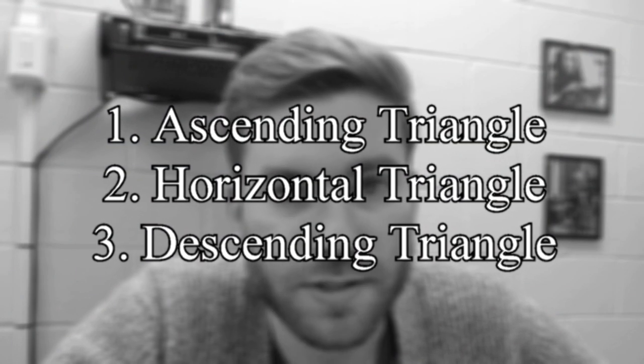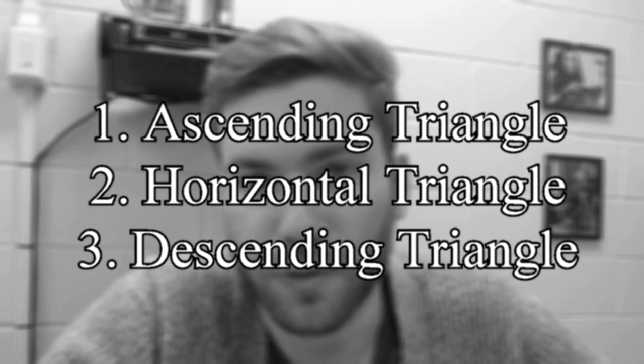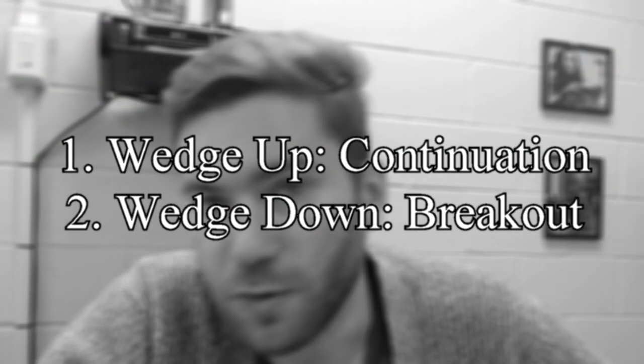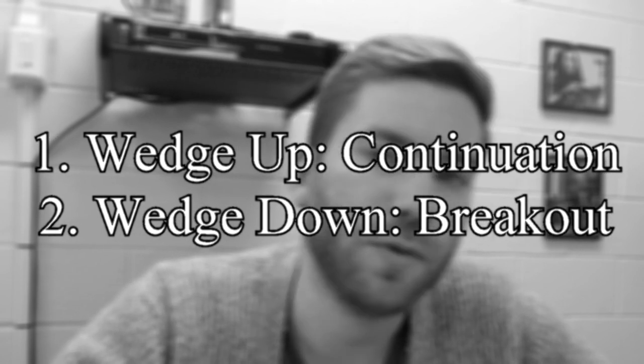Secondly, we have 6 types of patterns I want to cover. We have 3 triangles. We have our ascending triangle, horizontal triangle, and our descending triangle. Those are some of my favorites. Then we have our wedging up. A wedge up, we look for continuation, and then a wedge down, we look for breakouts. So all 3 of those things, a reversal, continuation, breakout, covered in those 5 alone.